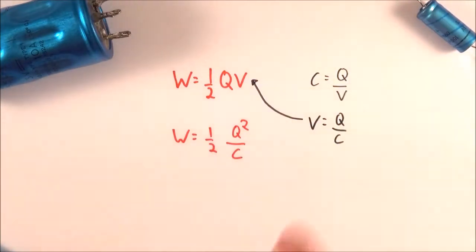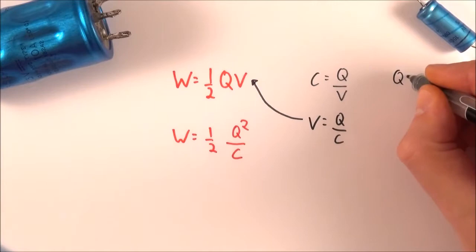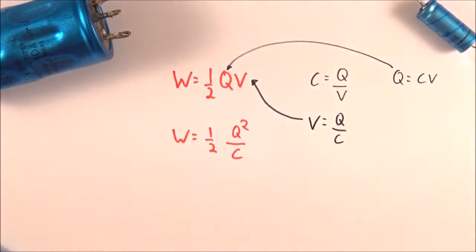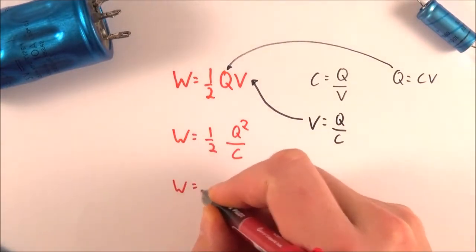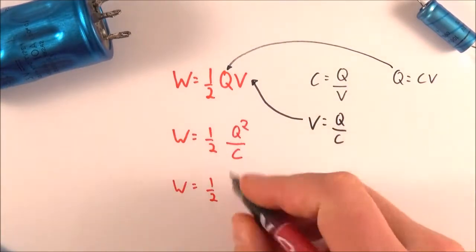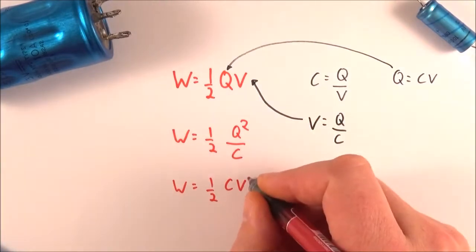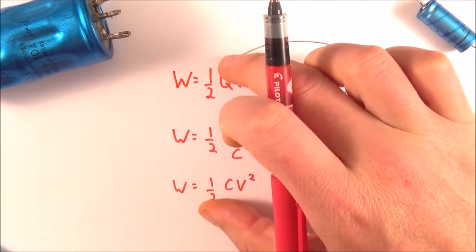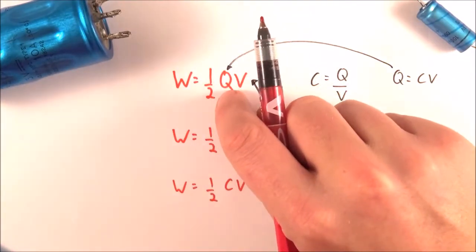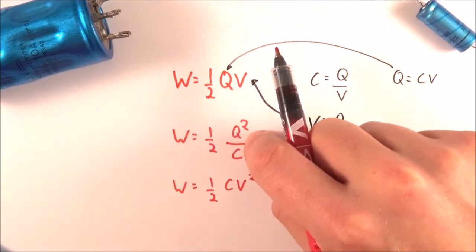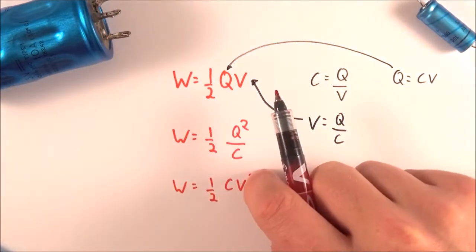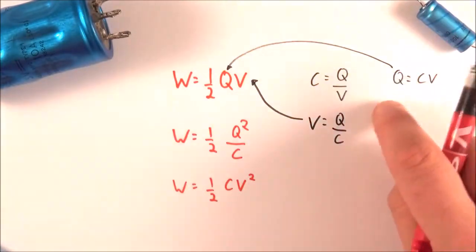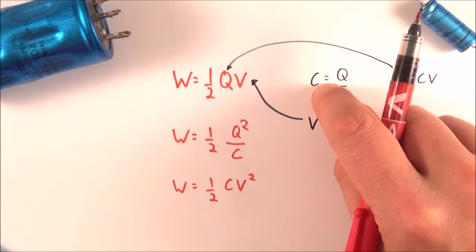The other thing we can do is rearrange this to say that Q is equal to CV. If we replace the Q with our CV term, we can say that W is equal to a half times CV multiplied by V, so half CV squared. These three equations let us know how much energy is stored by a capacitor in terms of the charge and the potential difference, the charge and the capacitance, or the capacitance and the potential difference squared. These are just based on the graph that we saw in the last part of the video, and also the equation that defines the capacitance of a capacitor.